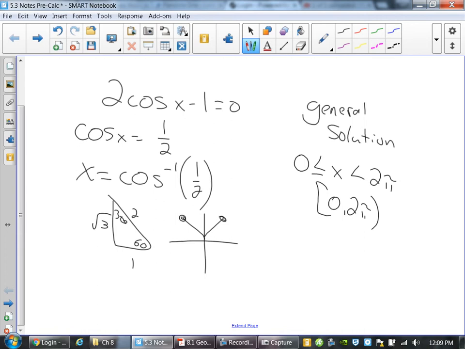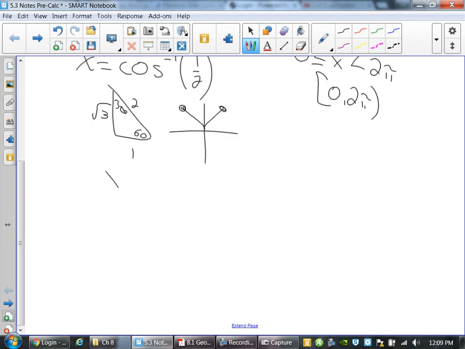Remember, you're using the 60 degrees, or that pi over 3, basically radians. You're using that pi over 3 as your reference angle. So if you go up there, pi over 3, you go up pi over 3 from the whole, you're at 2 pi over 3. So your answers would have been x equals pi over 3 or 2 pi over 3. That would be if you're looking at it within one revolution.